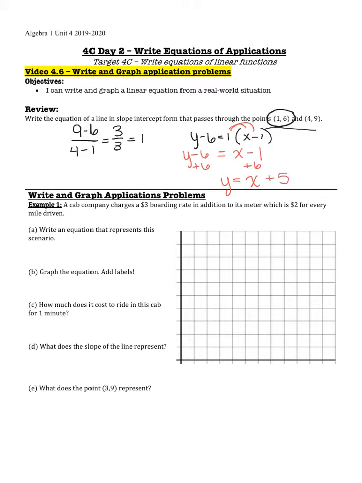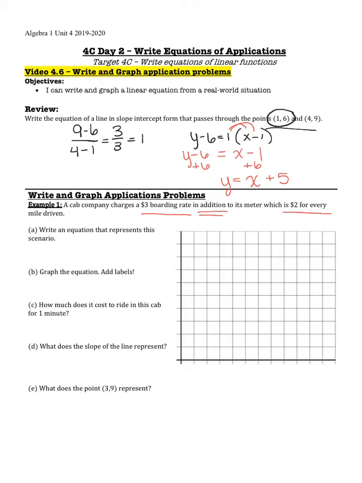So in our first example of a real-life application problem, we've got a cab company that charges a $3 boarding rate. In addition, I'm going to double underline addition, because that to me is a trigger word for an operation, obviously of adding. So in addition to its meter, which is $2 for every mile driven. What kind of an equation could we write to represent the situation?